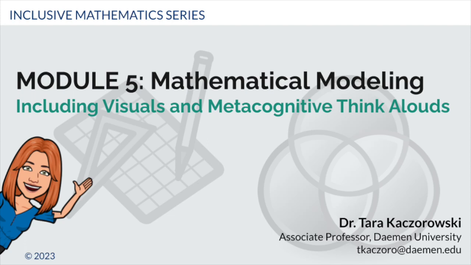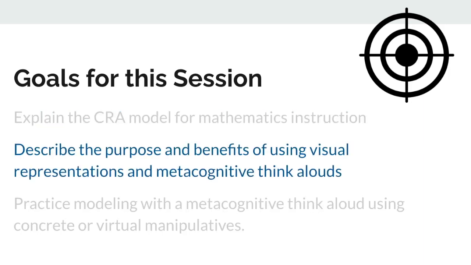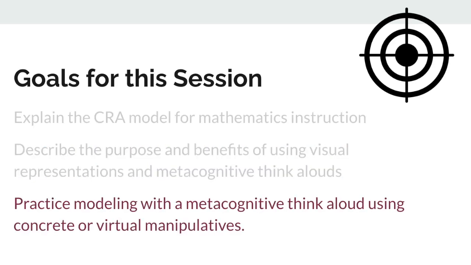In Module 5, we will focus on mathematical modeling and the importance of including visual representations and metacognitive think-alouds when modeling concepts. By the end of this session, you should be able to explain the CRA model for math instruction. You will be able to describe the purpose and benefits of using visual representations of math concepts, as well as metacognitive think-alouds. Finally, you will have the opportunity to practice modeling with a metacognitive think-aloud using concrete or virtual manipulatives.